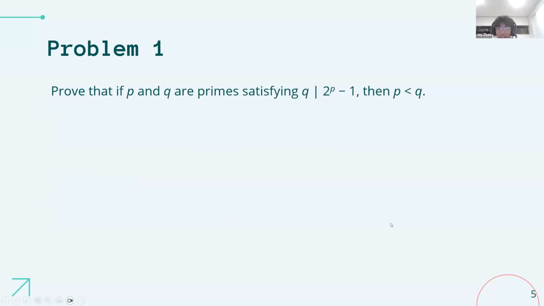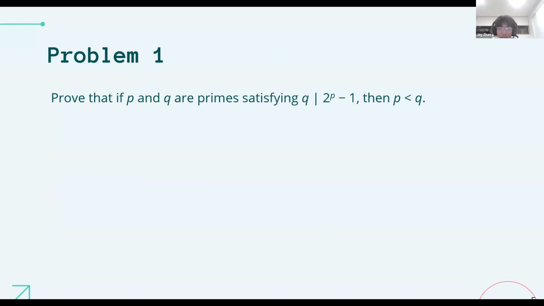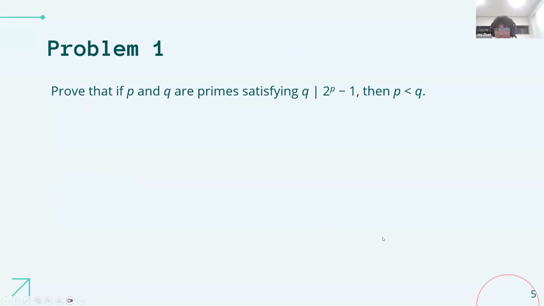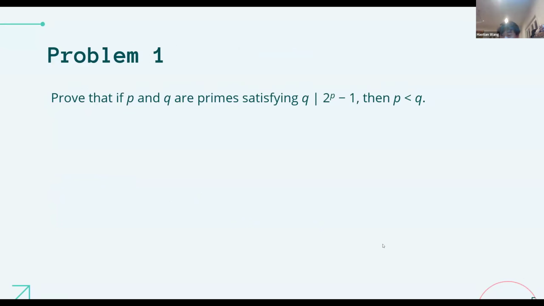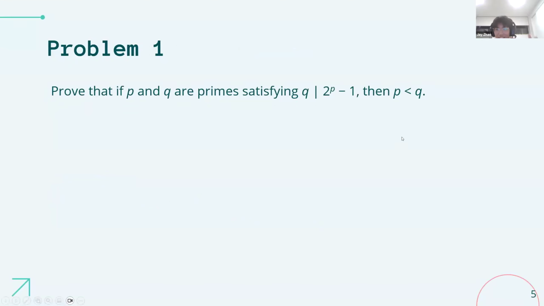Okay, so here's our first problem. I'll give you guys a bit of time to try this problem. Wait, how much time do you think we should give them for this problem? I think 5 minutes. Actually 4 minutes. Okay. You guys get 4 minutes to try this problem.